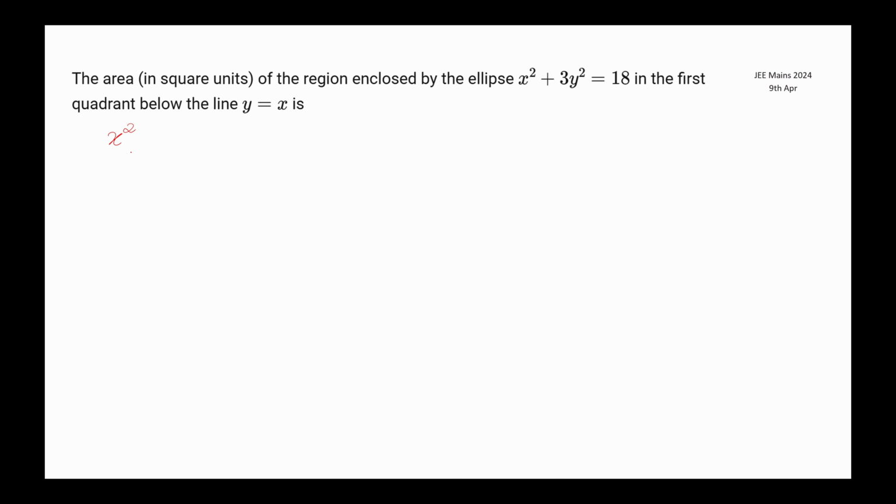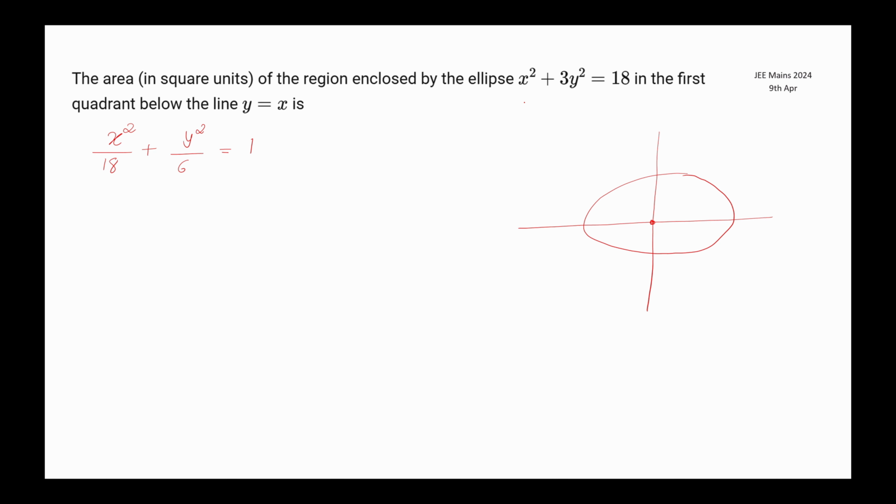What do we get? x square upon 18 plus y square upon 18 by 3, which makes it 6, is equal to 1. So this becomes our standard equation of ellipse. That means, first of all, the center of our ellipse is 0, 0. Now if we were to draw the diagram of this entire situation, first we draw our coordinate axis, of course. Here we see that A is of course greater than B, so it is going to be a horizontal ellipse. So let's say this is our ellipse.